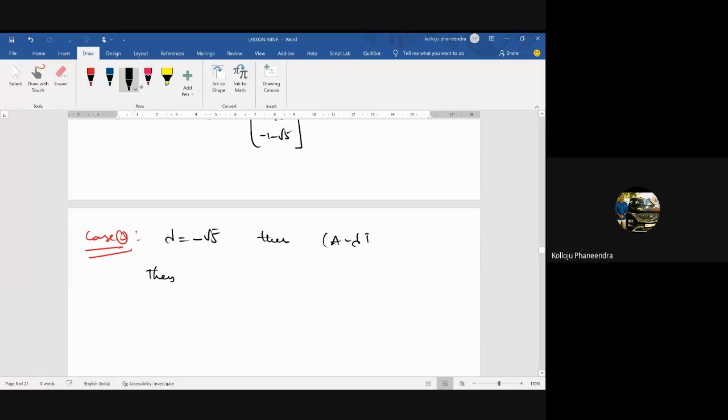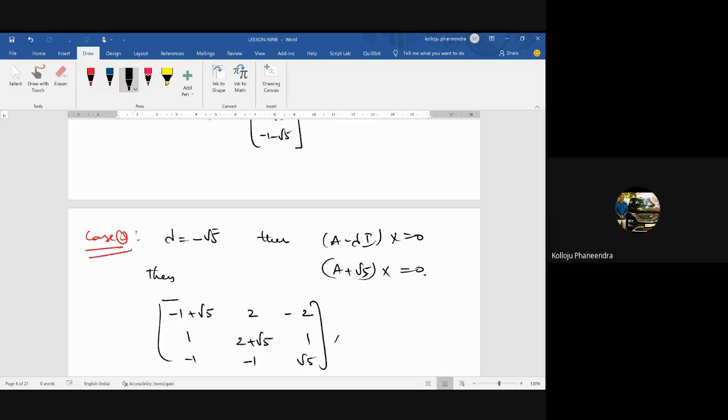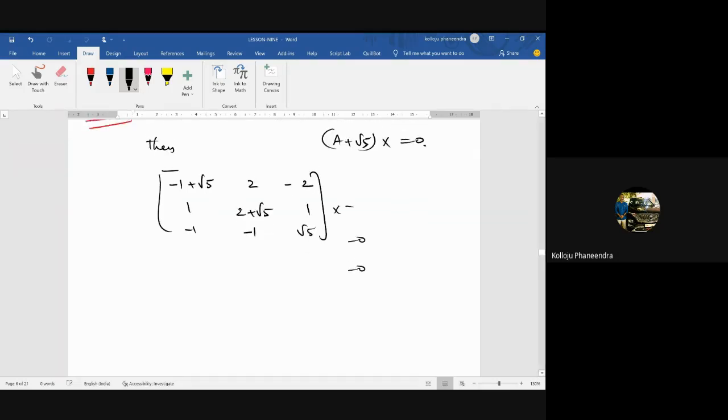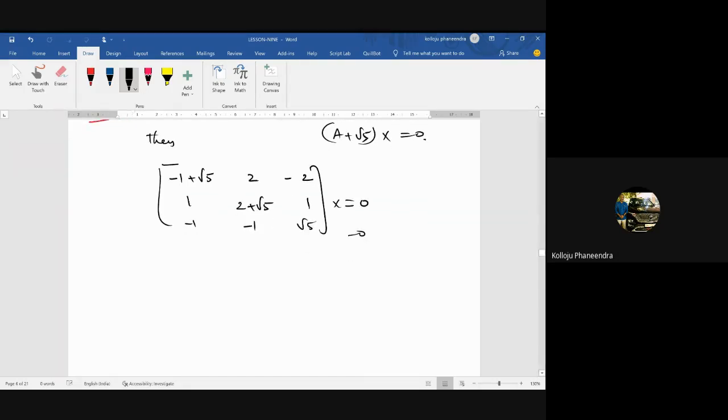Then (A minus lambda I) into x equal to 0. So (A plus root 5 I) into x equal to 0. Then what is this? A plus root 5 minus 1 plus root 5 will be there. The matrix is 2, minus 2, 1; 2, plus root 5, 1, minus 1, minus 1, root 5, into x equal to 0. Okay.